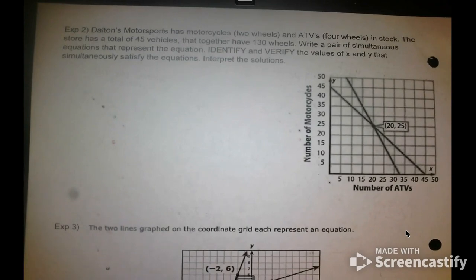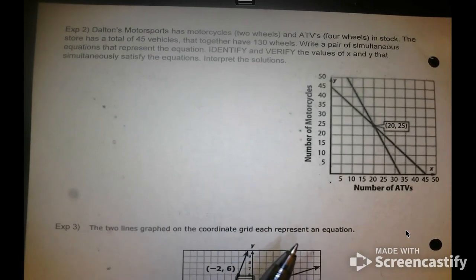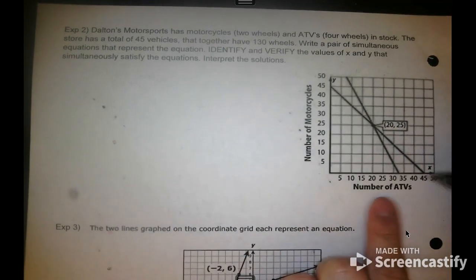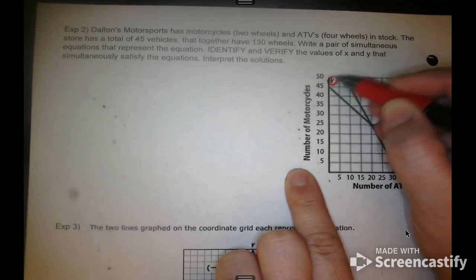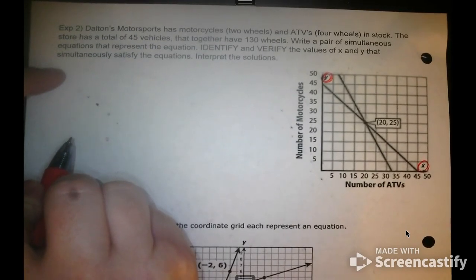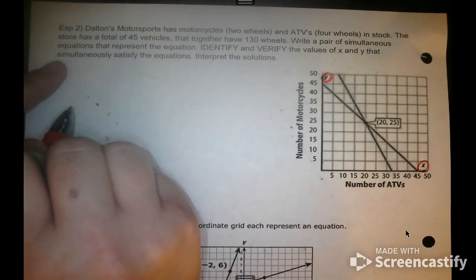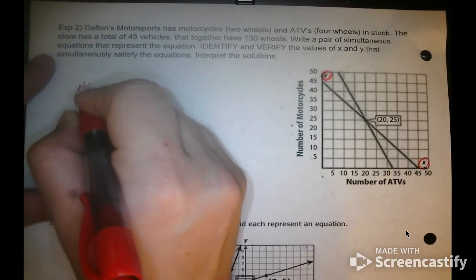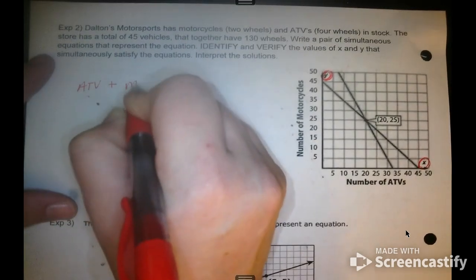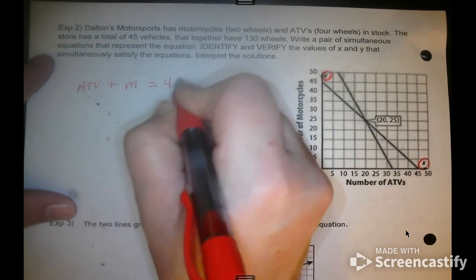Now, this gives us a motorsport store that has motorcycles and ATVs in stock. The store has a total of 45 vehicles. Okay, so ATVs are my x on my x-axis. Motorcycles are on my y-axis. So how many vehicles total? 45 total vehicles. ATV plus motorcycle equals 45.